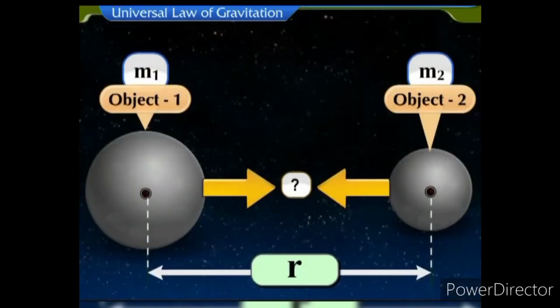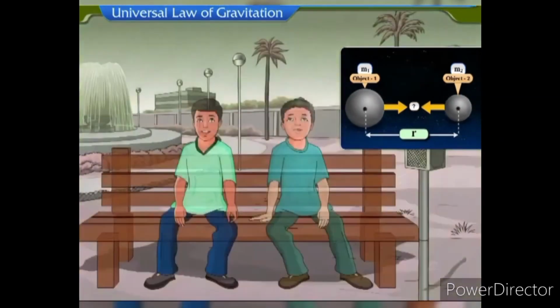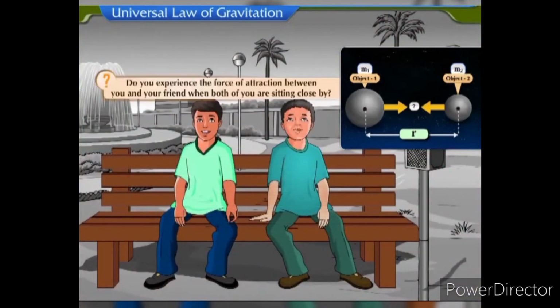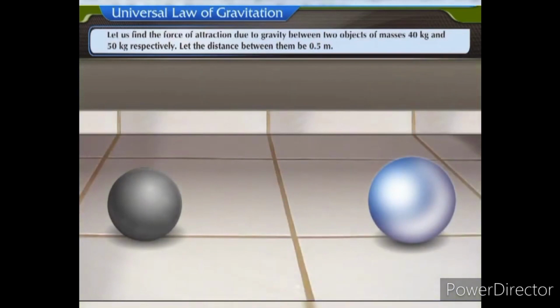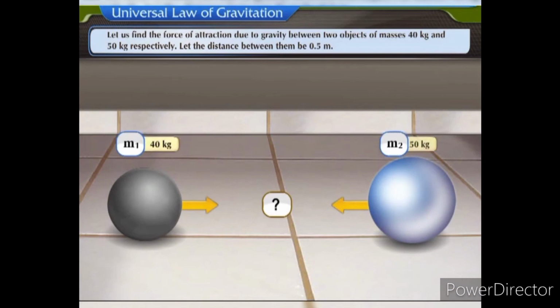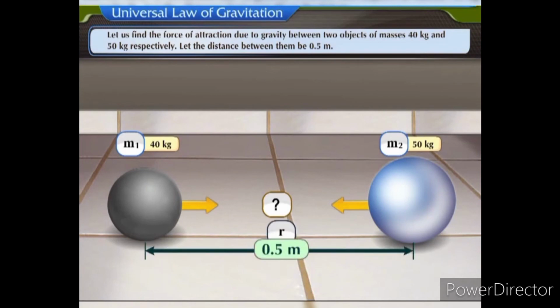We know that there exists a force of attraction between any two objects. Do you experience the force of attraction between you and your friend when both of you are sitting close by? No, since the force of attraction is very small and negligible to move towards each other. Let us find the force of attraction due to gravity between two objects of masses 40 kg and 50 kg respectively. Let the distance between them be 0.5 meter.